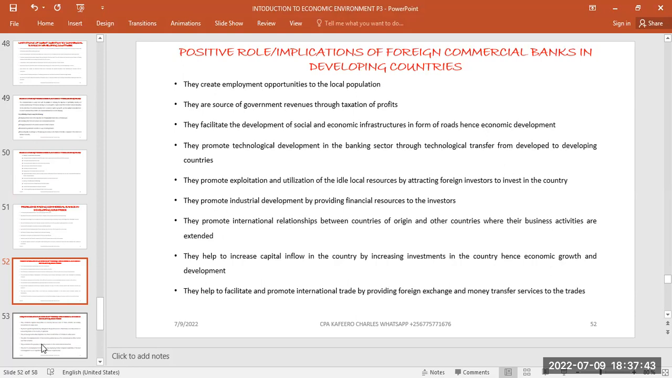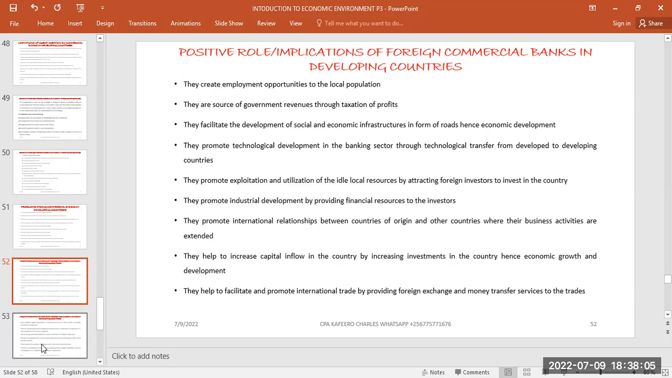The second last, we can talk about the capital inflows. They increase the capital inflow. Of course, by bringing in their investment, already they are adding value, or they are adding income to the economy, hence leading to economic growth and development.